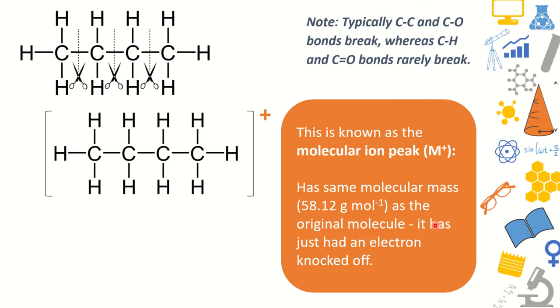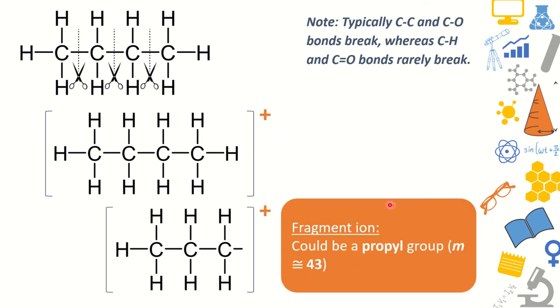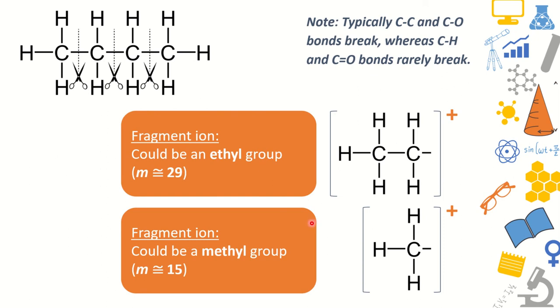Okay, so that's what we have. If we break it into its fragment ions, we can see here it could be a propanol group. Okay, so that's one fragment group. You can have an ethyl group, that's another component. We could have a methyl group. Those are the three different kinds of components we can break out of this butane molecule.